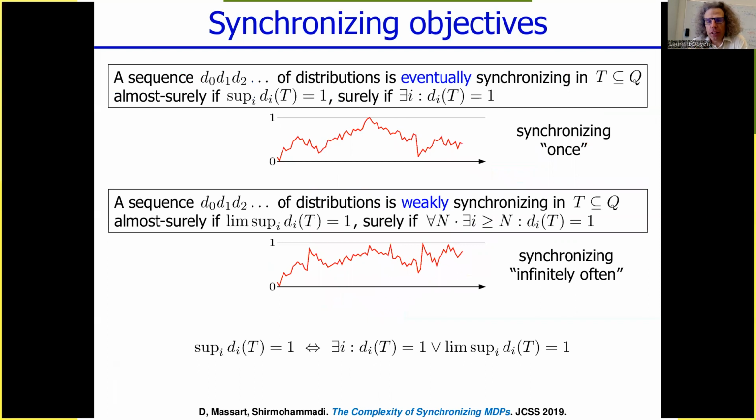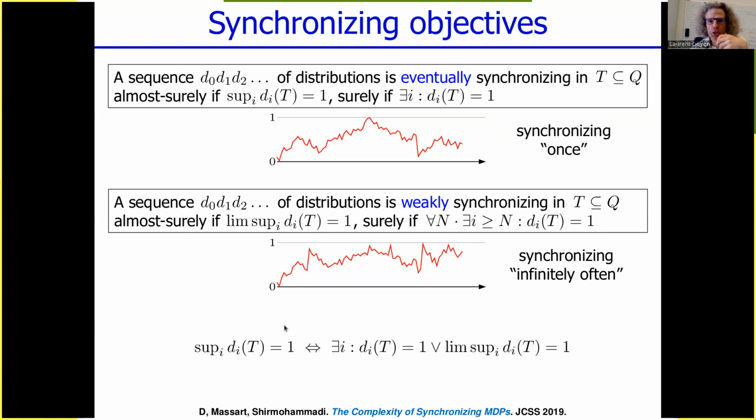Now, related to this, there is a natural definition of synchronizing infinitely often, which was called weakly synchronizing, where in the sure version we ask that the probability mass in T is equal to 1 infinitely often. It means for every position, there is a position later where the probability mass in T is equal to 1. Again, this is something that might be difficult to achieve. So we will consider a weaker version that we call almost surely weakly synchronizing, where we require that the lim sup of the probability mass in T is equal to 1, which intuitively means that the probability mass in T can be arbitrarily close to 1 infinitely often.